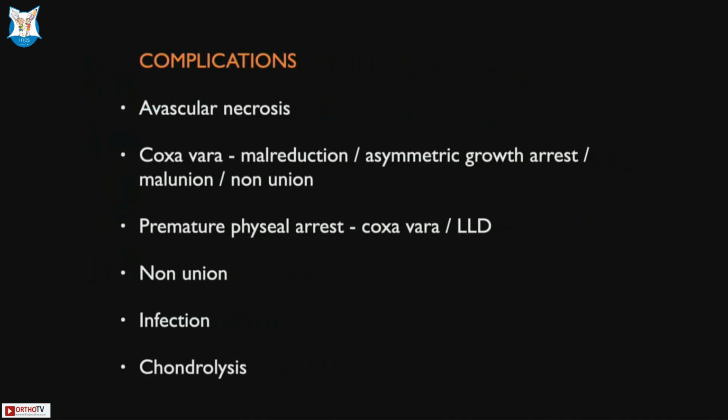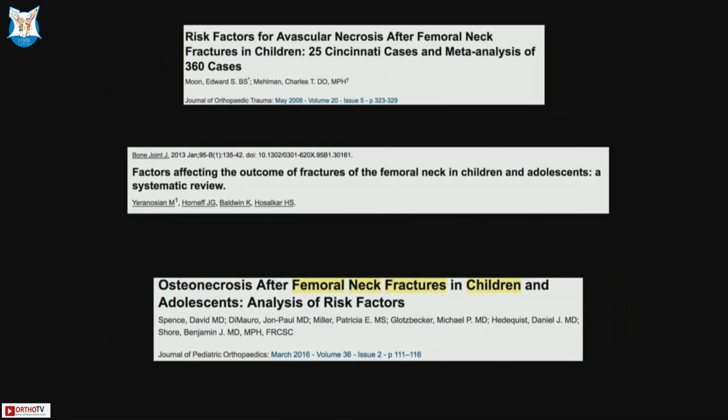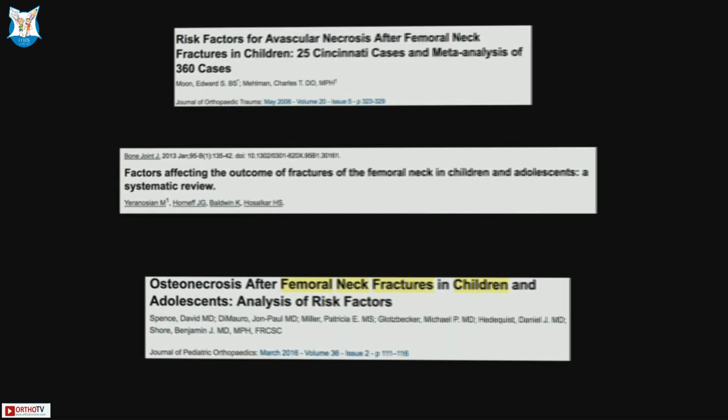Complications, these are the complications. Avascular necrosis is dreaded. Coxa vara is due to a combination of reasons. It could be malunion, or it could be due to proximal femoral growth arrest. If there is a growth arrest, that can produce secondary leg length discrepancy depending on the age of the child. Then non-unions, infection and chondrolysis. There are a few articles here which have looked at various risk factors and tried to predict what are the factors that you can control.